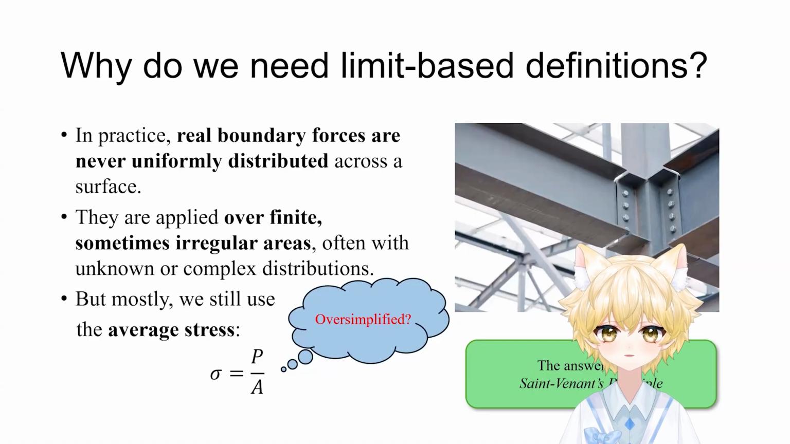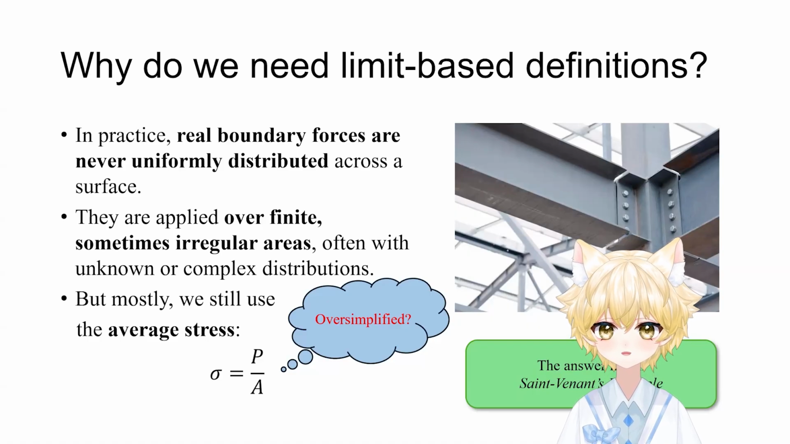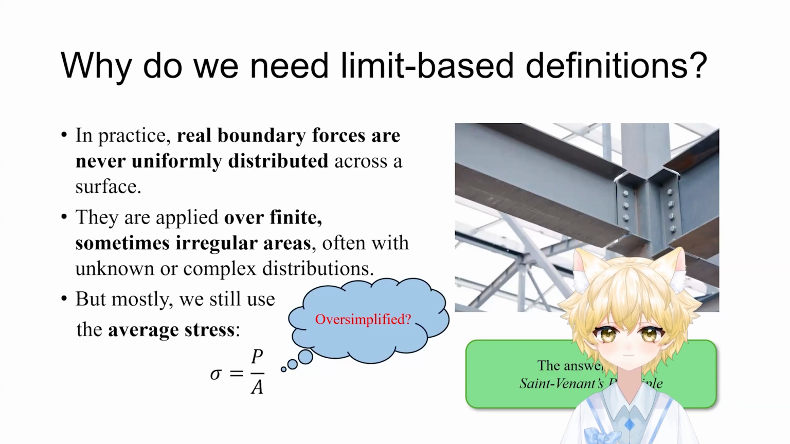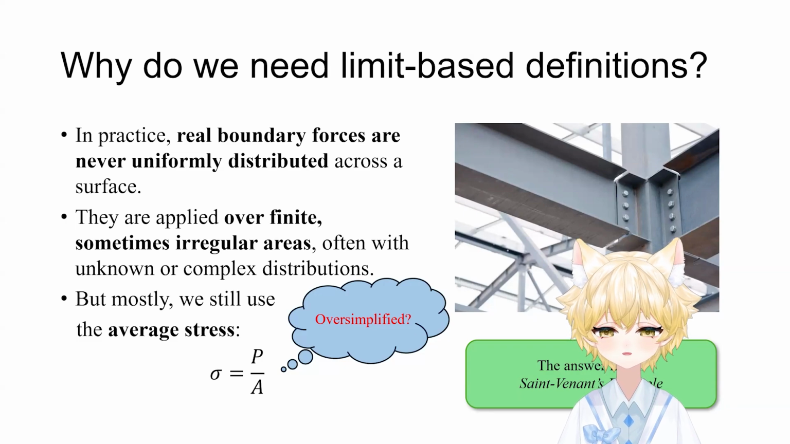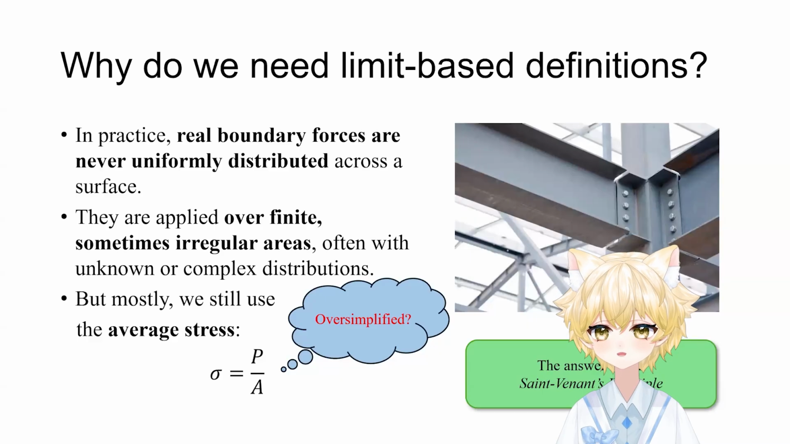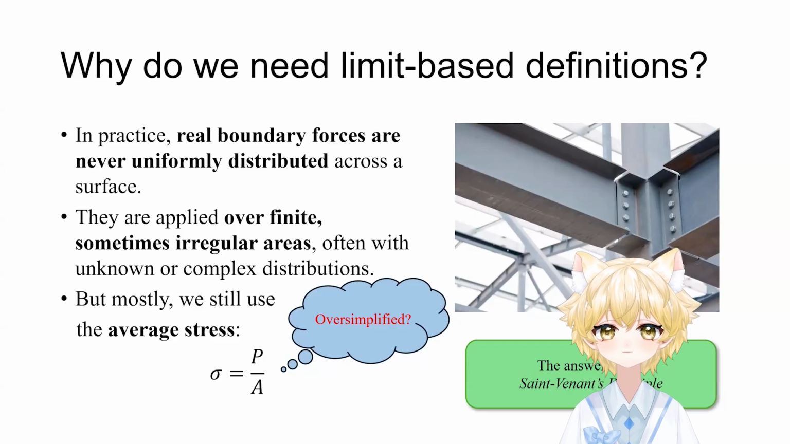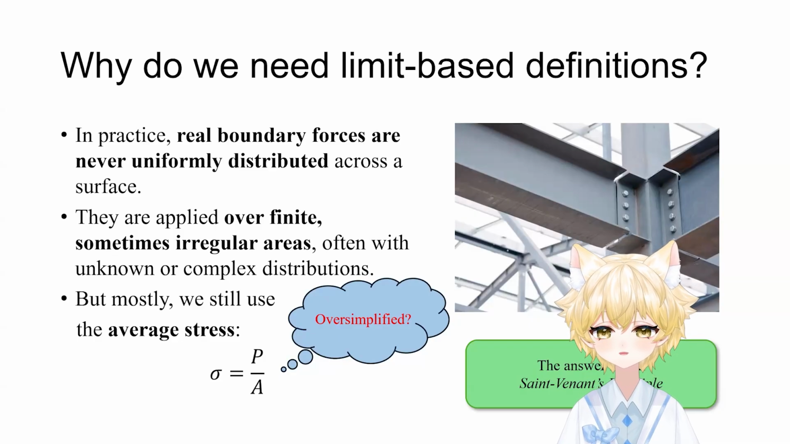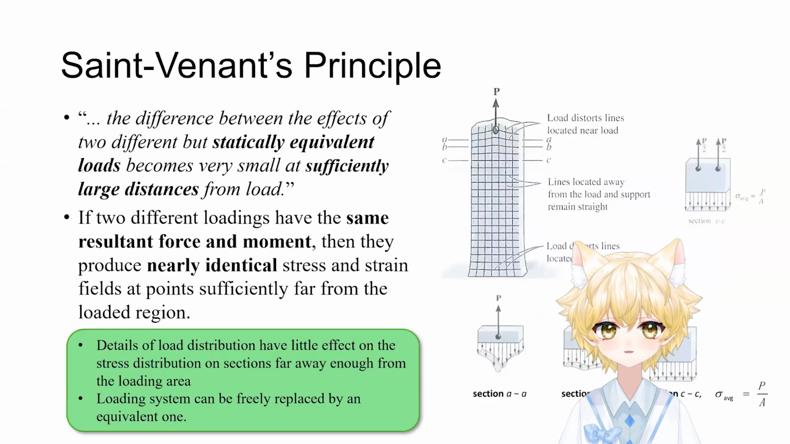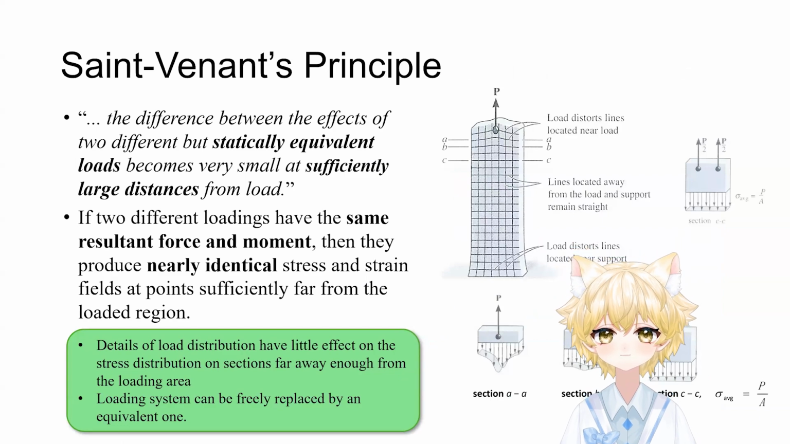So if real-world loading is so messy and complex, is our simple formula sigma equals P over A an oversimplification? Are we wrong to use it? Well, the answer is yes and no. We aren't completely wrong. It depends on which region we are looking at. And the reason why this formula is still acceptable is called Saint-Venant's principle. Right? Saint-Venant's principle is the engineer's best friend.